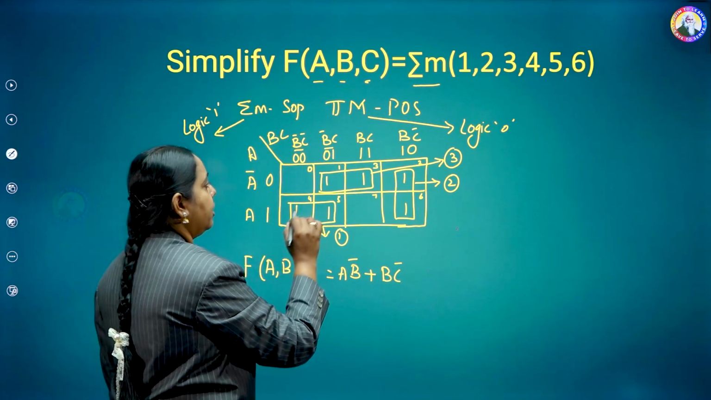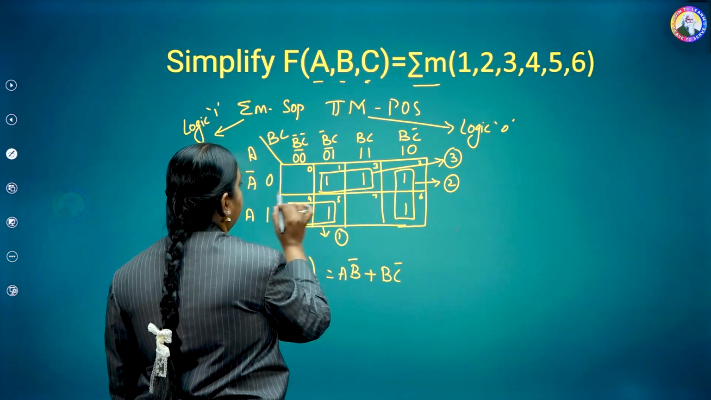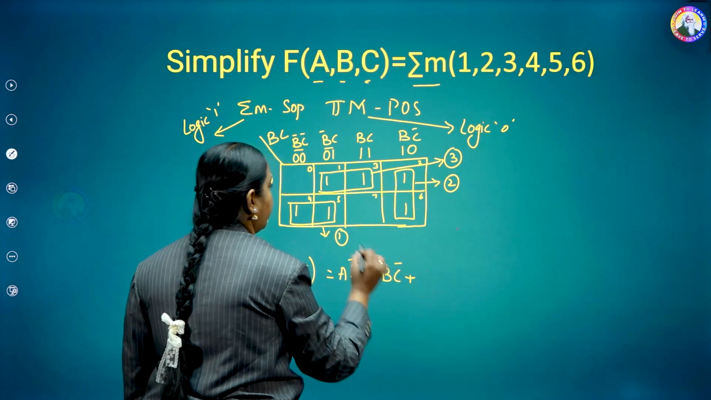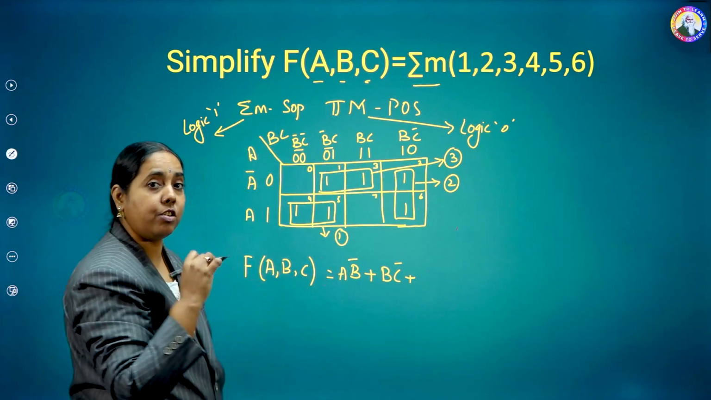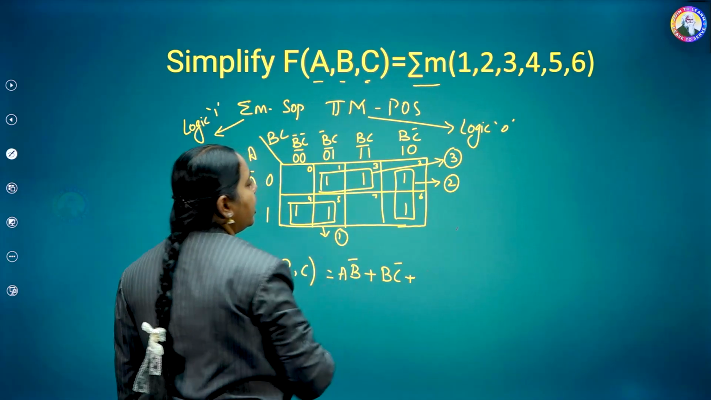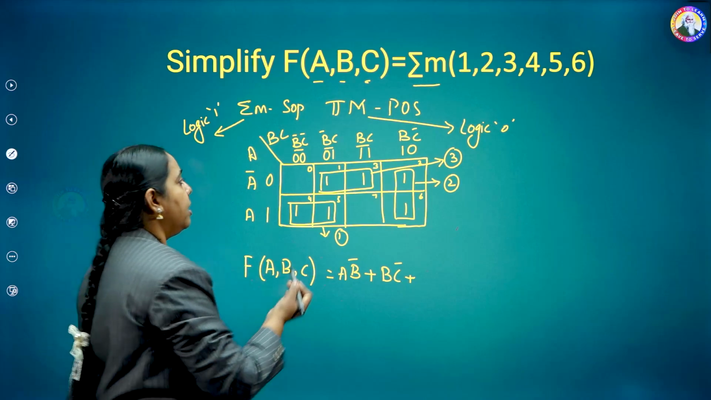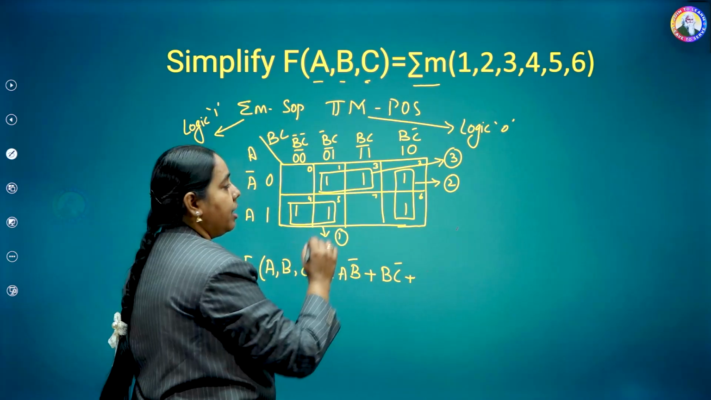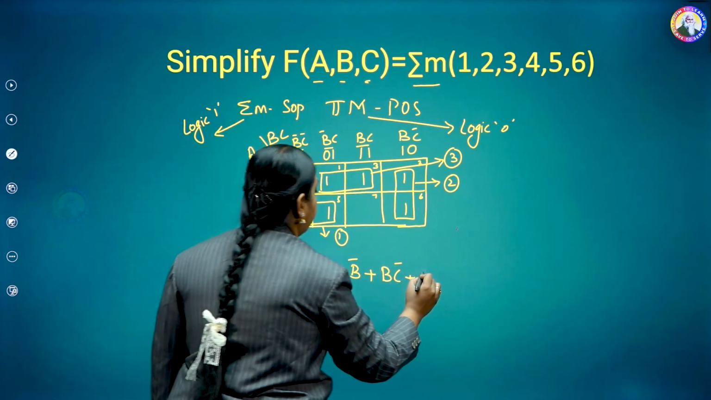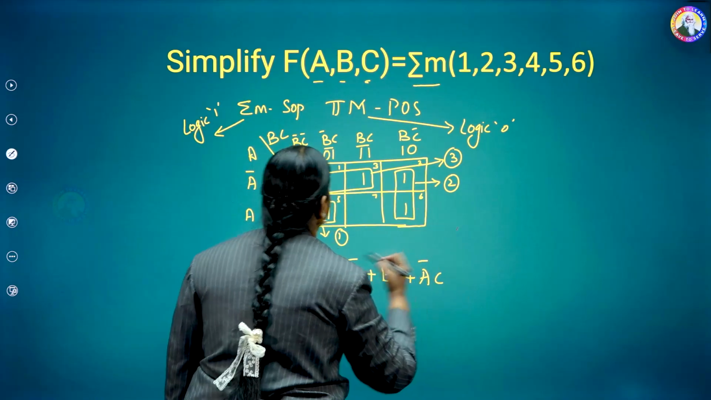Next, coming to the third group, again the horizontal terms are grouped. So I need to check the horizontal terms. What are the terms I need to verify? B bar C and B C. Which one is differing here? B bar is differing, so only B bar will get cancelled. So the leftover term is A bar C.